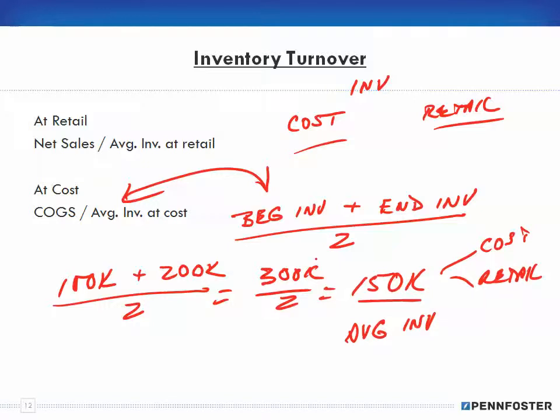And so then you're just taking whatever that average is and dividing it into net sales for retail, or dividing it into the cost of goods sold for cost. And that gives you your inventory turnover as a ratio for you to be able to do analysis. Again, the higher the turnover, the better you're doing. The lower the turnover, I don't want to say the worse you're doing, but you're not doing as well as you possibly could. There are limits to what you can do, but that's all taken within the context of the business itself. So that's inventory turnover.